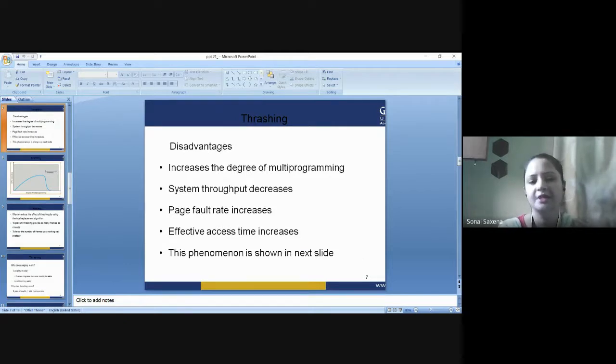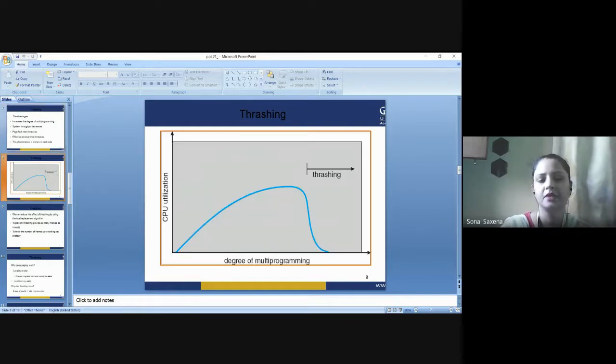Now what could be the disadvantages? It increases the thrashing, as it increases the degree of multi-programming. System throughput decreases in this case, and the page fault rate increases. Then the effective access time increases, and this phenomenon is shown in the next slide that I'm going to show you. This is the phenomenon that you can see.